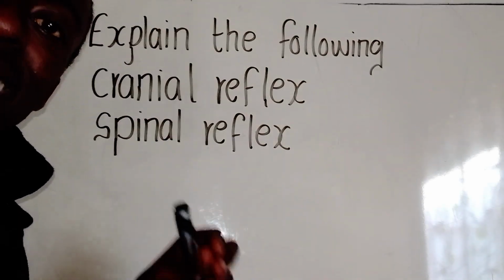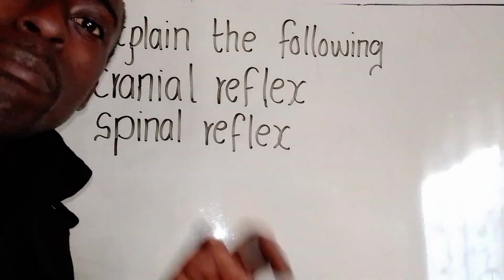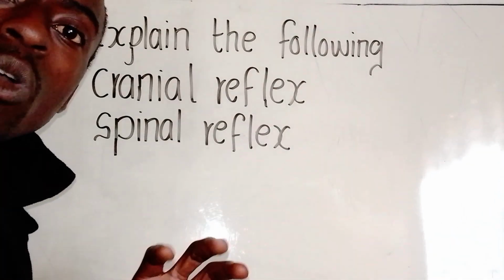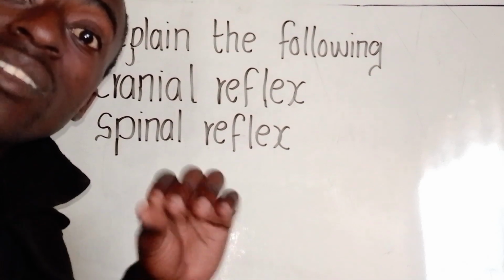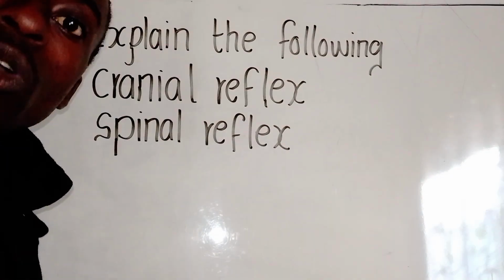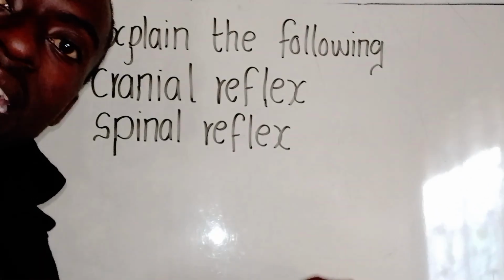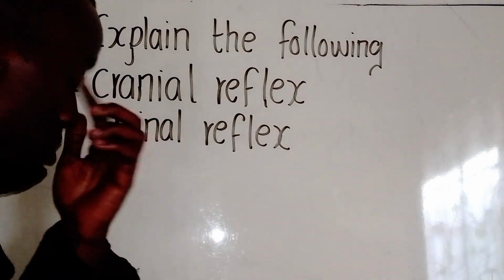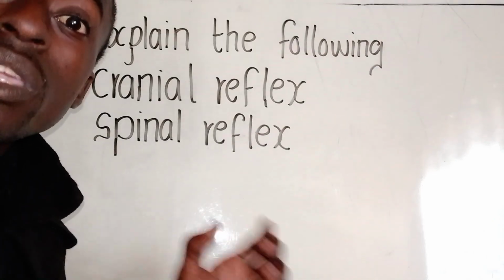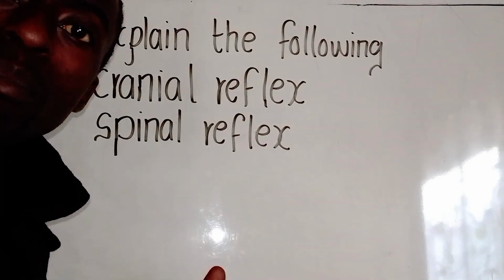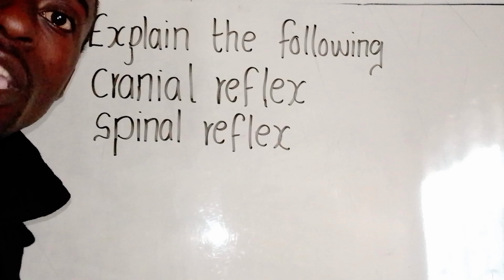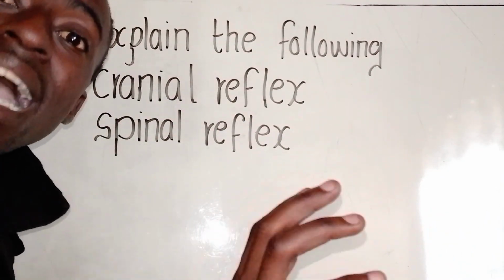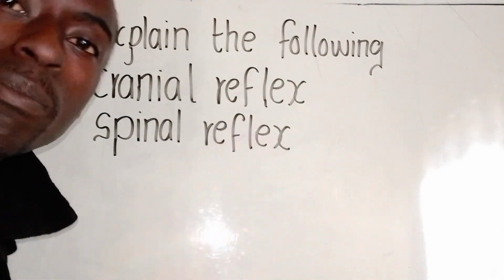Now, you must understand that this electric impulse, in both the cranial and the spinal reflex, goes through a pathway known as the reflex arc. It is a pathway from the sensory to the relay to the motor. A good example of the spinal reflex is the withdrawal reflex, such as pulling your hand away from a hot object.